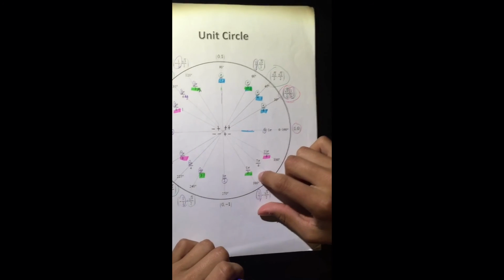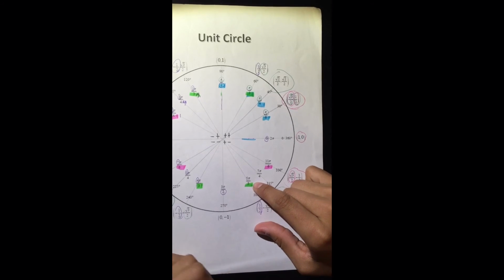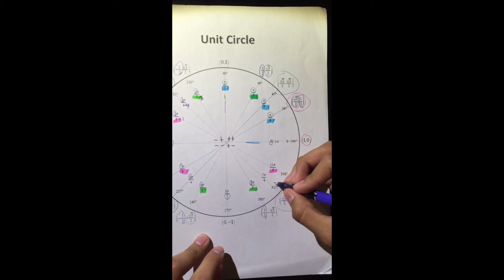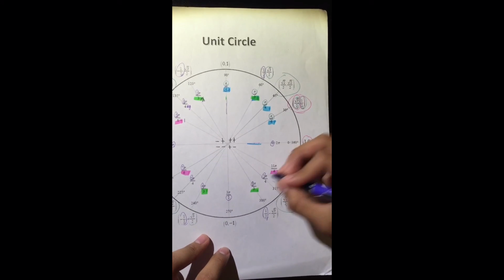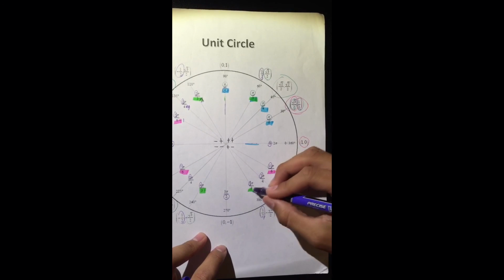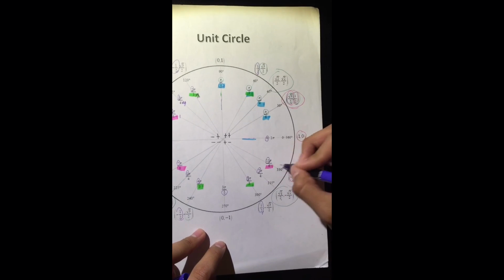And then on this side, you can do times 2 minus 1. So 3 times 2 is 6, minus 1 is 5. 4 times 2 is 8, minus 1 is 7. 6 times 2 is 12, minus 1 is 11. And then you just add the pi sign and put them over the numbers.